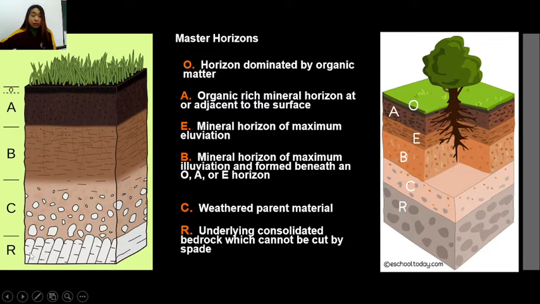Hindi siya nanggaling from R, which is the bedrock, pero dito siya direct. Okay? Indirect siya dito, pero direct from C horizon. Kaya, C horizon is the parent material. And then we have the R, which is the bedrock. Underline consolidated bedrock, which cannot be cut by spade kasi ito talaga ang rocks. Okay?